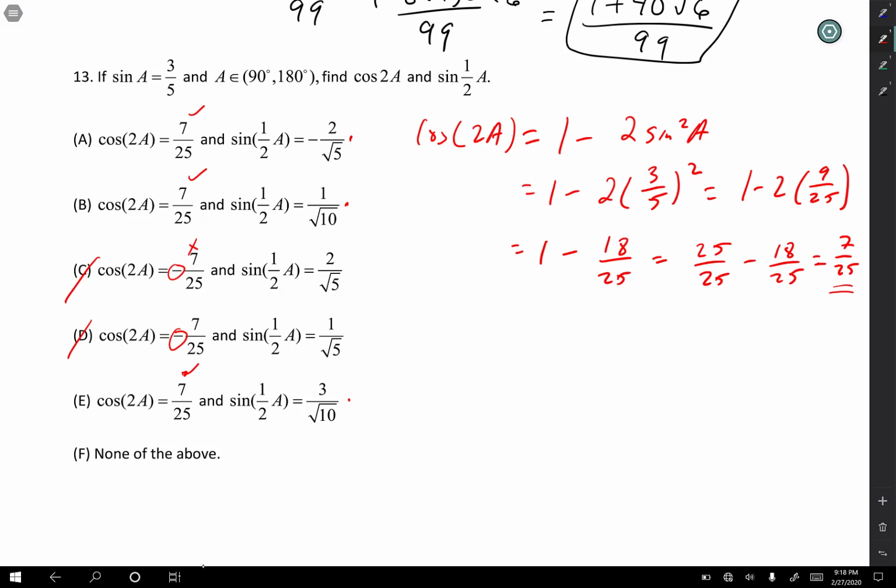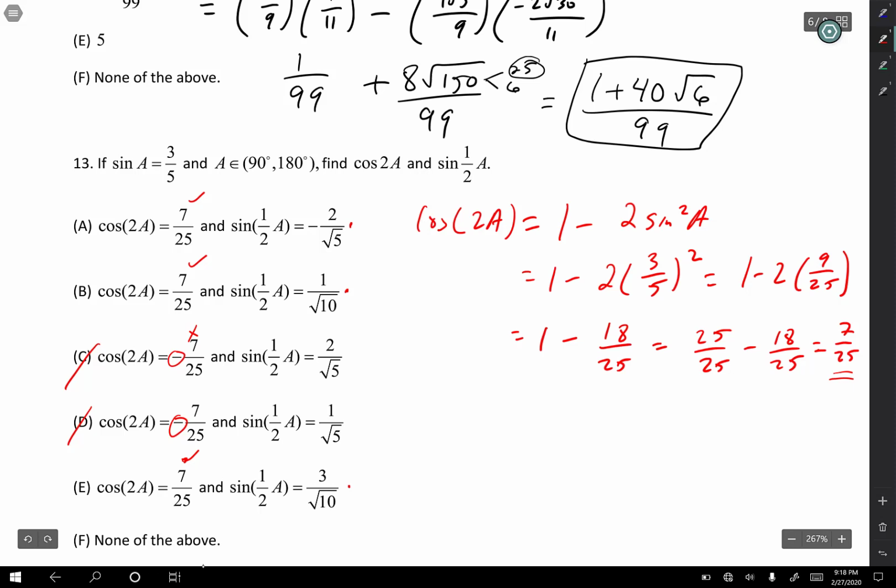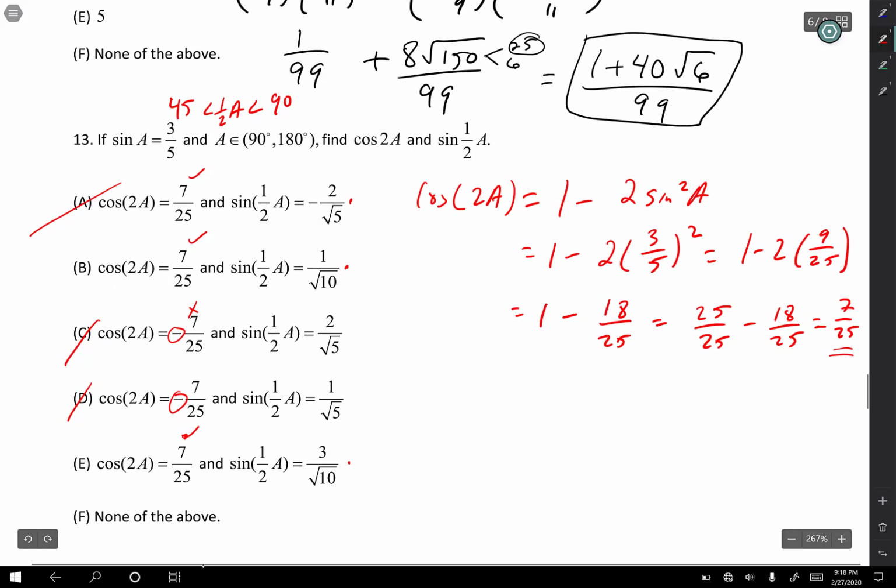But before I even figure that out, I'm going to do this. I'm going to say half a. So a is between 90 and 180. So half a has to be between half of 90, which is 45, and half of 180, which is 90. And sine is positive between 45 and 90. So this guy is out. So it's between B and E. Let's see which one it is.